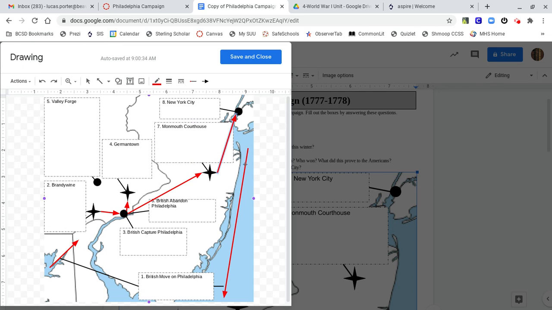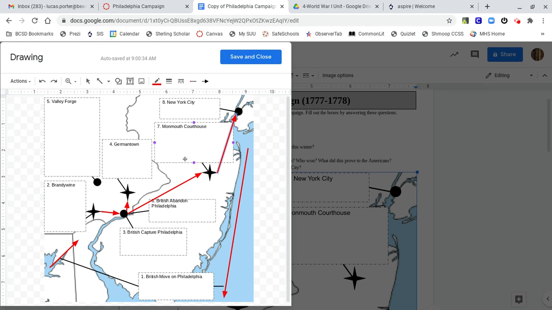So British is red, is the British. They came from New York. They went down. You can't see off the map, but they came up here, come up to Brandywine, fight a battle, go to Philadelphia, capture the city. They go out to Germantown. And then from Philadelphia, they went to Monmouth Courthouse and then to New York.